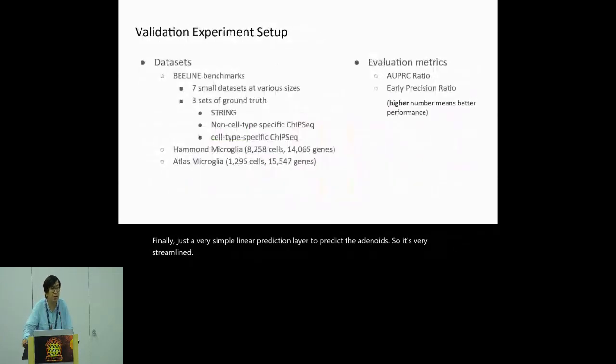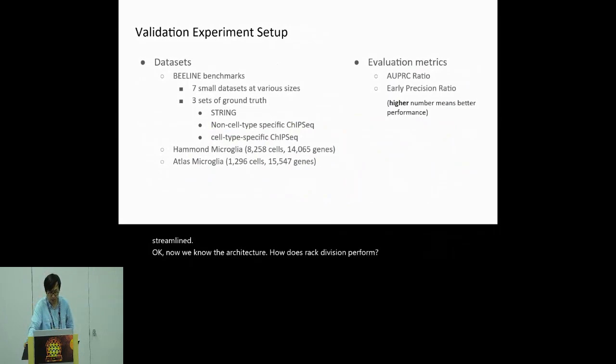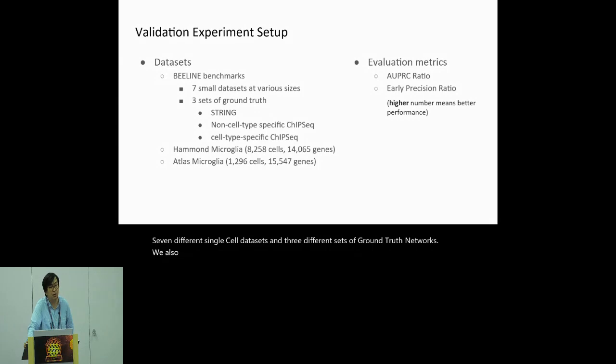Okay, now we know the architecture. How does RegDiffusion perform? We tested on the BEELINE benchmark, which includes 7 different single-cell data sets and 3 different sets of ground truth networks. We also tested on 2 subsets of published microglia data sets. After we pre-process them, these 2 microglia data sets have more than 14,000 genes and thousands of cells. So they are closer to the kind of single-cell data you see in your daily life.